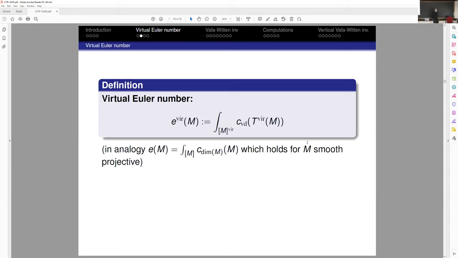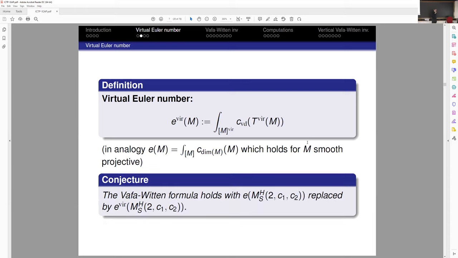So we write down the same thing where we put the "virtual" whenever we feel like it. The fundamental class is replaced by the virtual fundamental class, and the tangent bundle is replaced by the virtual tangent bundle, and we call this the virtual Euler number. And now a kind of precise form of the conjecture that we formulate is that the Vafa-Witten formula will hold if, instead of the actual Euler number of the moduli space, which one has no idea how to compute and for which most likely it will not be true, one takes the virtual version of the Euler number.